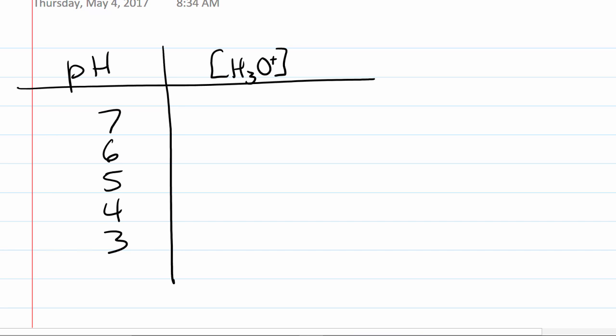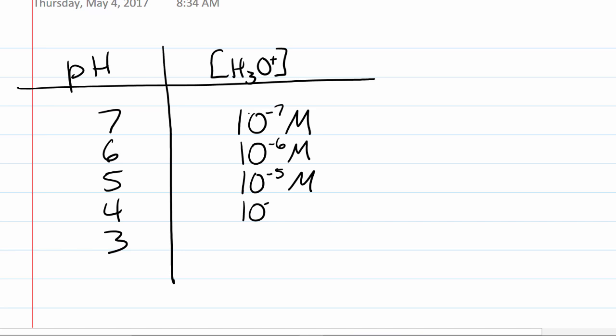So if we want to look at a hydronium ion concentration at a pH of 7, it would be equal to 10 to the negative 7 molar. And at a pH of 6, it would be 10 to the negative 6 molar. At a pH of 5, this would be 10 to the negative 5. A pH of 4 would be 10 to the negative 4th. A pH of 3 would be 10 to the negative 3rd molar.